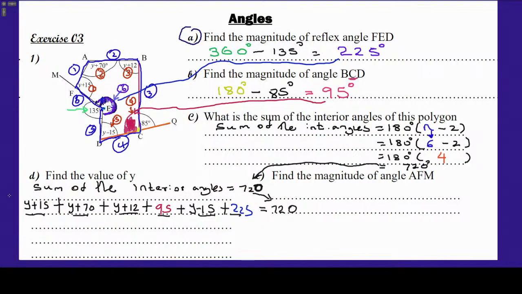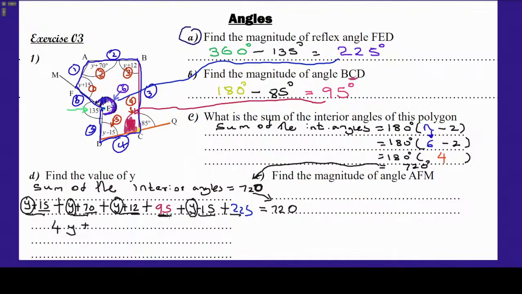Let's simplify. Let's take the y's. So y, another y, that is 2y, there's another y, that's 3y, and there's another y here, that is 4y. So when we add y plus y plus y plus y, we get 4y. Now let's deal with the numbers. Plus 15 plus 70, that is plus 85, plus 12 that is plus 97, then plus 95.